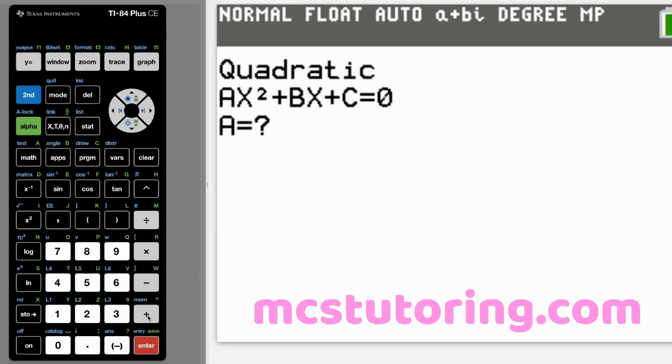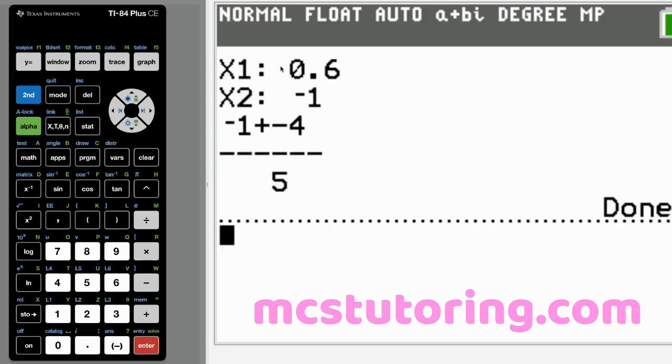I'm trying to think of any interesting examples where it might be more complicated. So let's do 5x squared plus 2x minus 3 equals 0. If we do that, we get the x1 and x2. And again, the simplified fractional form, 1 plus or minus 4, all over 5. And that'll give you this x1 and x2 value.